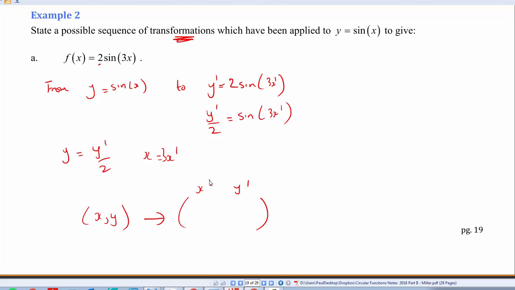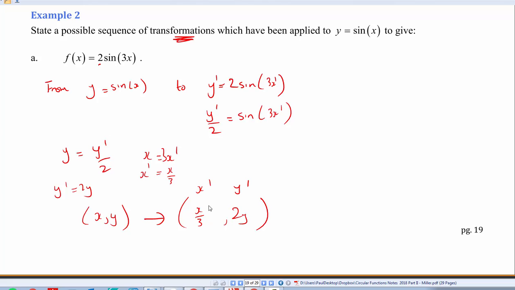Alright, so to find out the transformations, I need to find out what x dash is, and I need to find out what y dash is. So over here, I need to make y dash the subject, and I'm going to put the result there, and I need to make x dash the subject, and I'm going to put the result there. So if I make y dash the subject here, I'm going to go y dash equals 2y, so 2y goes there, and I'm going to make x dash the subject here, which is x on 3.